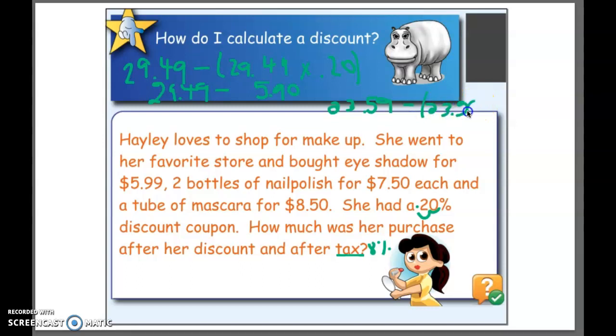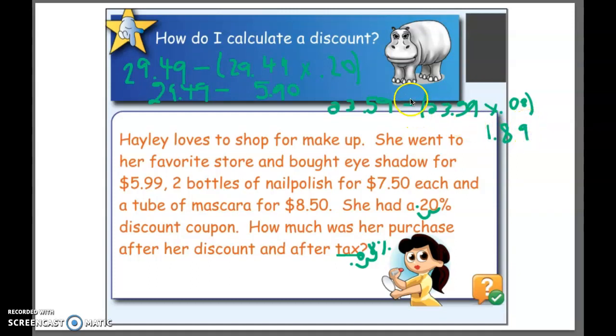times your percent tax. 8%, you move it 2 times, 0.08. So, again, same thing. You're going to do the parentheses first. So 23.59 times 0.08. Round it, that's $1.89.